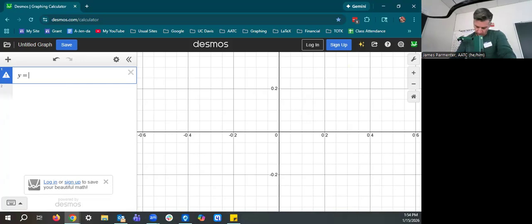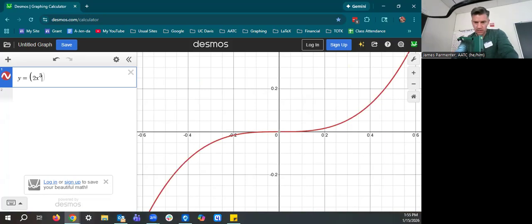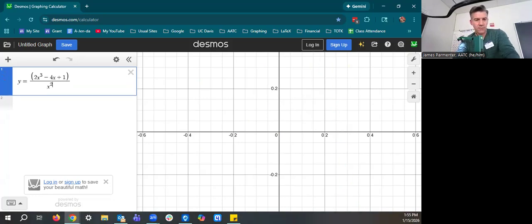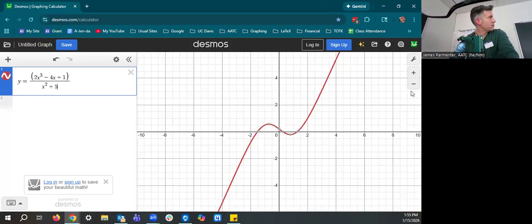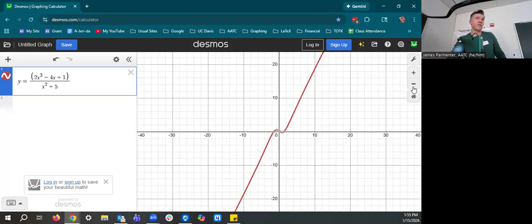So here, if we look at y equal to, what was it? 2x cubed minus 4x plus 1, divided by x squared plus 5. Then we zoom out. You can see, oh yeah, it gets really, really big, positively big to the right and negatively big to the left. So the graph is definitely in agreement with what's happening here. Kind of neat.